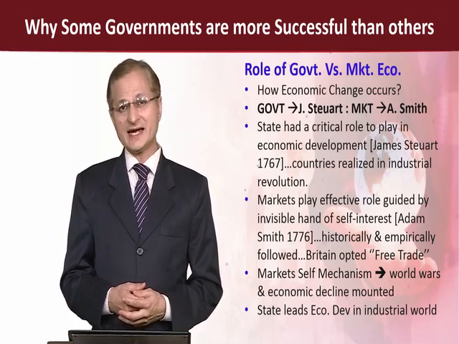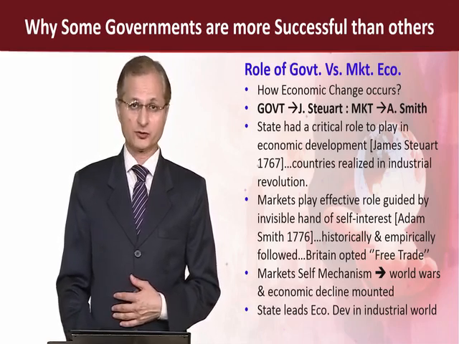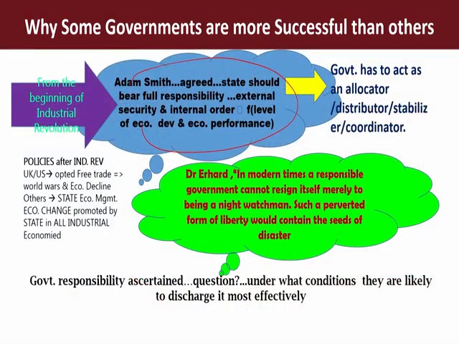On the other side, the state leads to development in the industrial world. That was proved through the industrial revolution. So it automatically became visible that government presence is justified. If we observe from the beginning of the industrial revolution, Adam Smith himself agreed that the state should bear full responsibility for external security and internal order. And actually, these are a function of the level of economic development and economic performance.